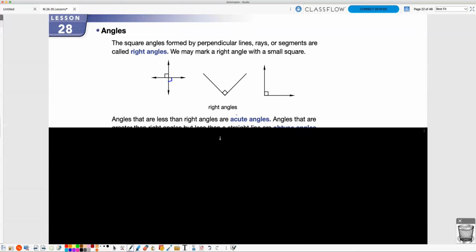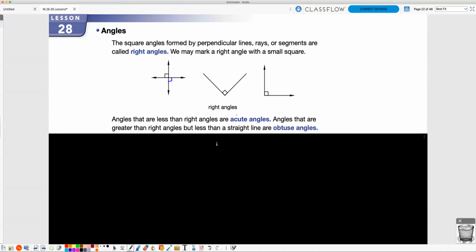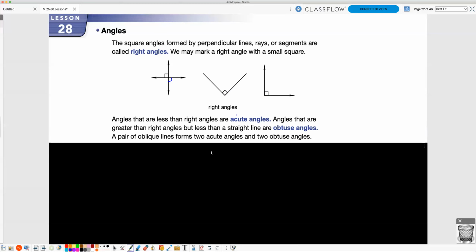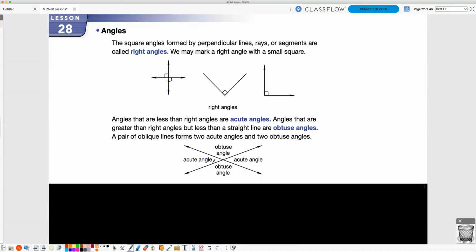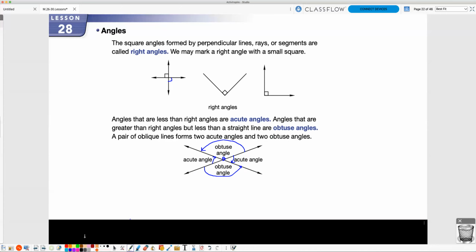Angles that are less than right angles are called acute angles. Angles that are greater than the right angles but less than a straight line are obtuse. A pair of oblique lines forms two acute angles and two obtuse angles, like this here. This angle right here would be an acute. It's the same measure as this angle. And this angle right here from here to here is an obtuse. It's also the same measure as this angle over here, an obtuse angle. When those two lines intersect, this is the vertex, and all of these angles are formed in that.